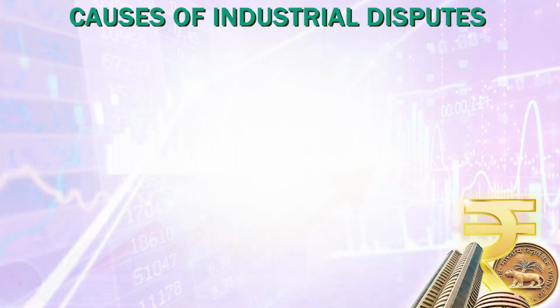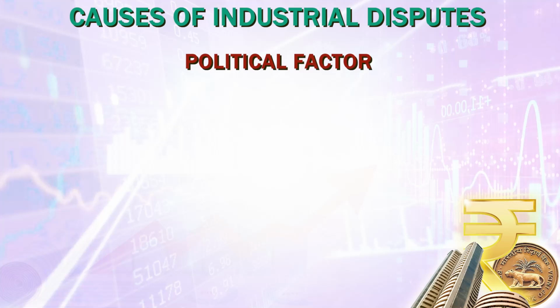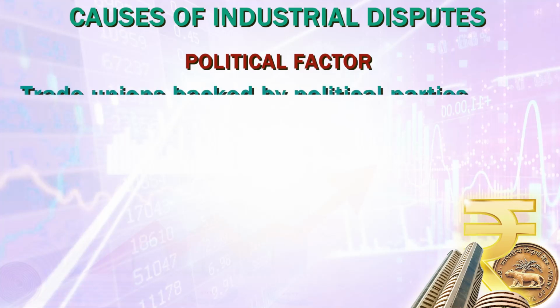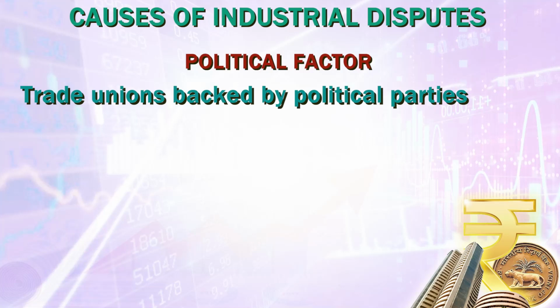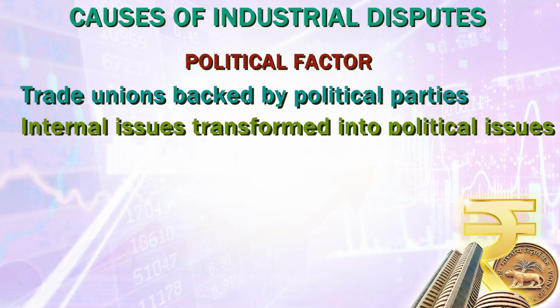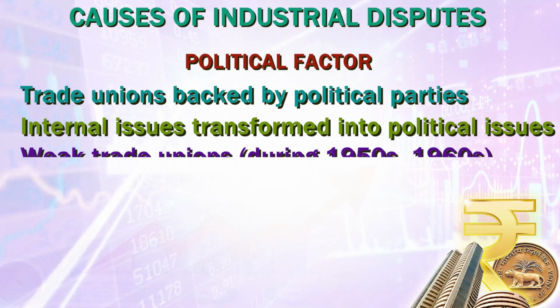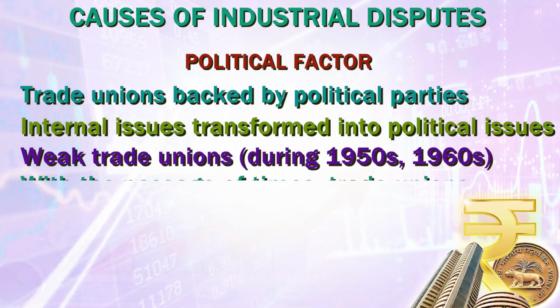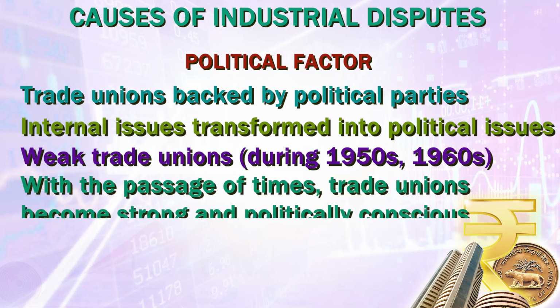If we consider the next point, that is the political factor. It is very important to discuss the political interference in industrial dispute, because we know that all the trade unions are backed by different political parties. Now, when there is vested interest by the political leaders or political parties, the trade union serves as their part in front of the employers, and they put their demand as there is political backup between them, and internal issues are transformed into political issues.